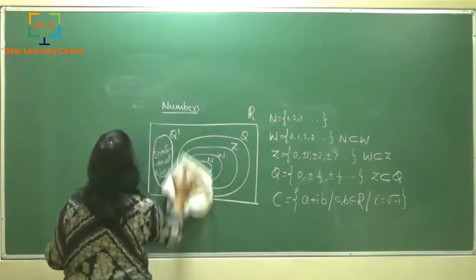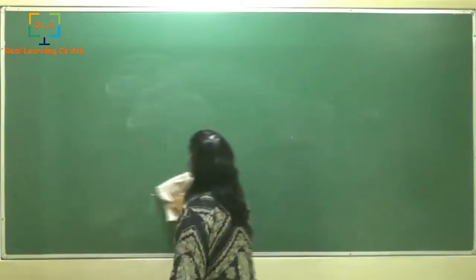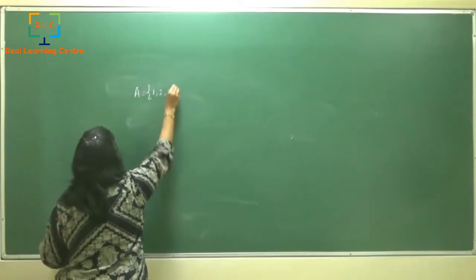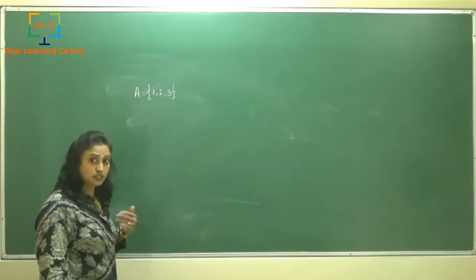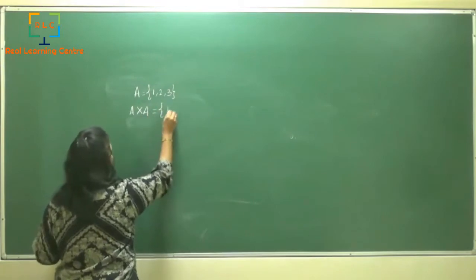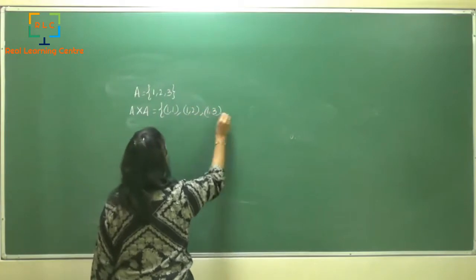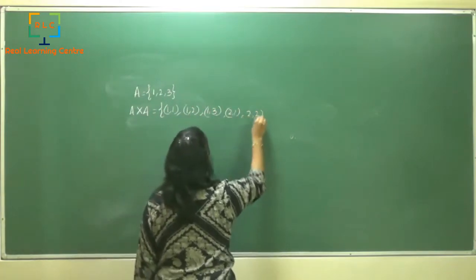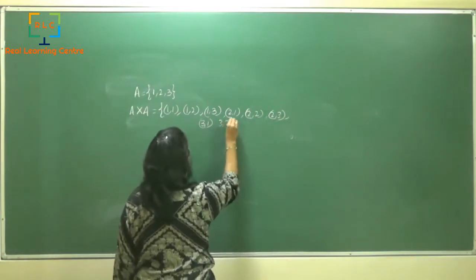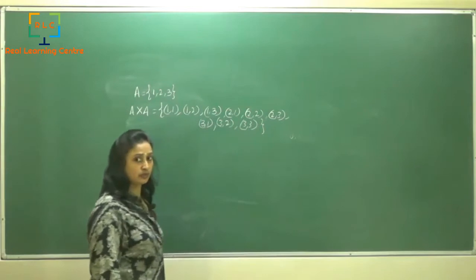Now, I am getting into our chapter. Now suppose I consider the set A equal to {1, 2, 3}. I shall write the Cartesian product on this set A, say A cross A. A cross A is given by (1,1), (1,2), (1,3), (2,1), (2,2), (2,3), (3,1), (3,2), (3,3). Now this is the Cartesian product A cross A.